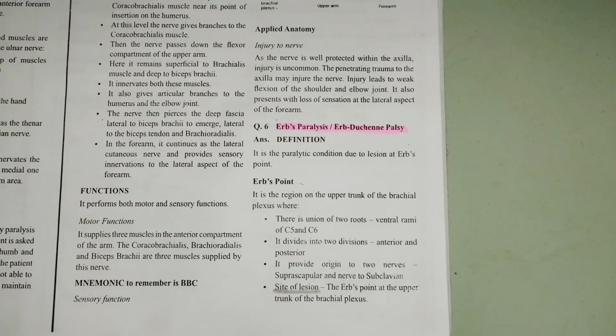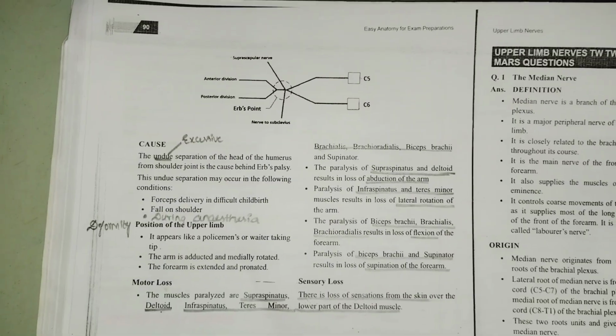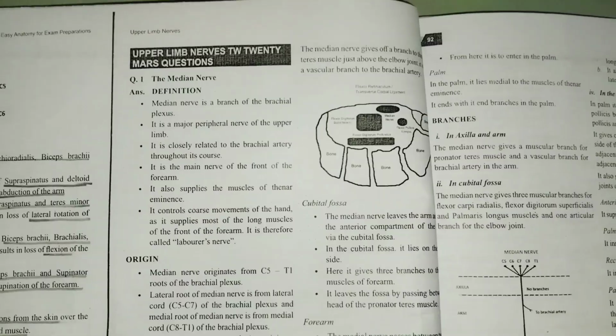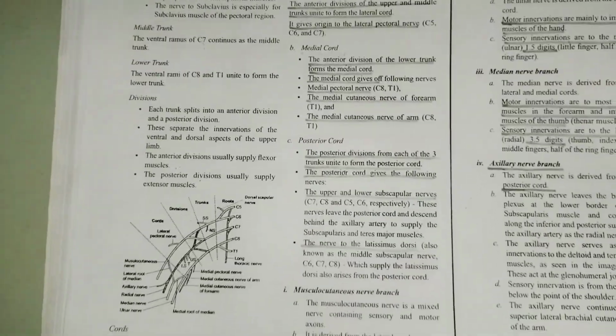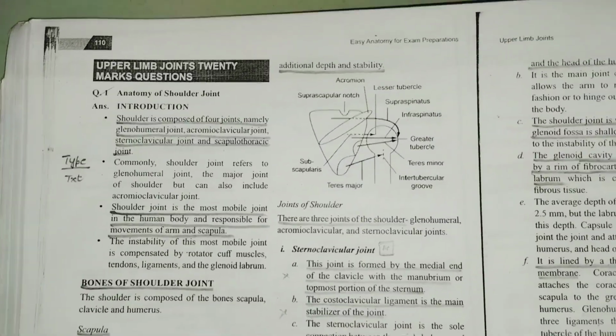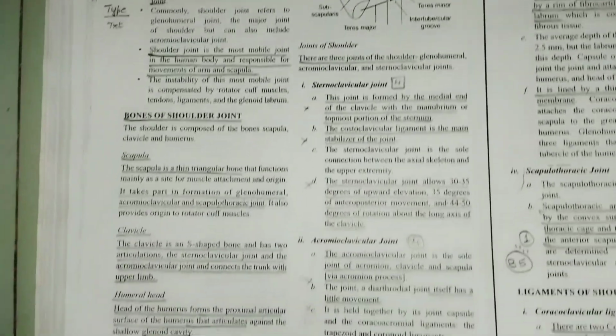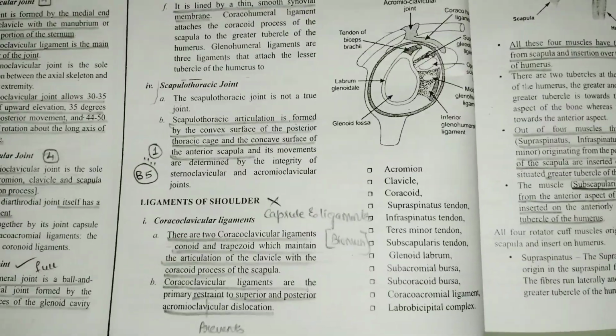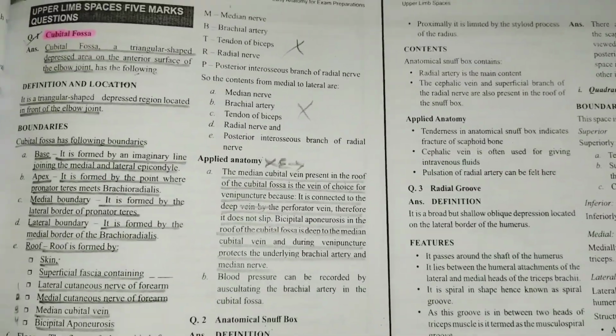In the same way, we have important nerves of upper limb for 10 or 20 marks. Usually it's for 10 marks for the one who is studying under Rajiv Gandhi University. Okay, next as you can see, we have important joints of upper limb for 10 or 20 marks. And these are the 5 mark questions of upper limb.